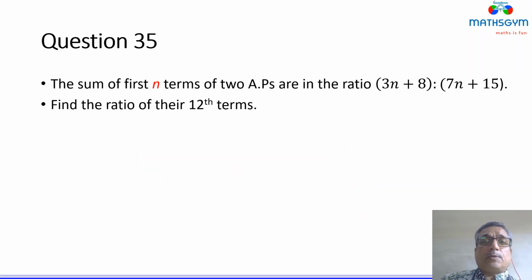The question is: the sum of n terms of two APs are in the ratio 3n plus 8 is to 7n plus 15. Find the ratio of their 12th terms. This question has a specific trick or concept to be applied. I hope if you are aware, you would be able to crack it. Let's take a look at the video.